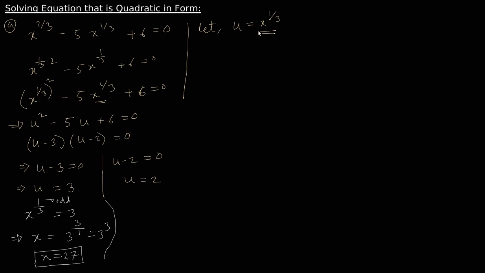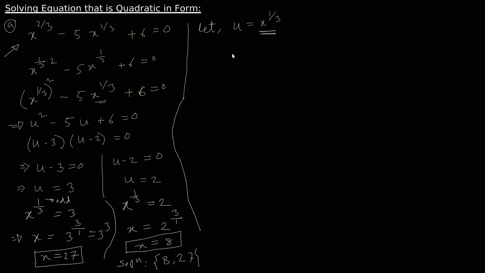Okay, now let us look at the other solution. Here u is again my x to the power 1/3. So it is x to the power 1/3 equals 2. So my x is going to be 2 to the power 3 over 1. So 2 to the power 3 is 2 cubed, and 2 cubed equals 8. So x equals 8. So I have two solutions. Of course I need to check both solutions with the original equation, and if you check, you are going to find both solutions work. So my solutions are 8 and 27. Okay, so this is the solution for this particular problem.